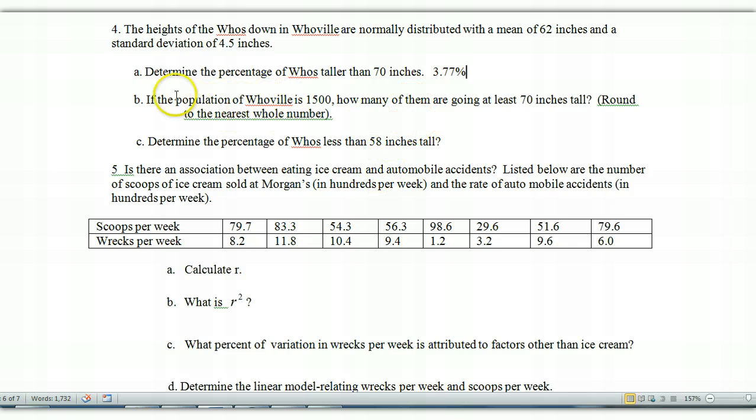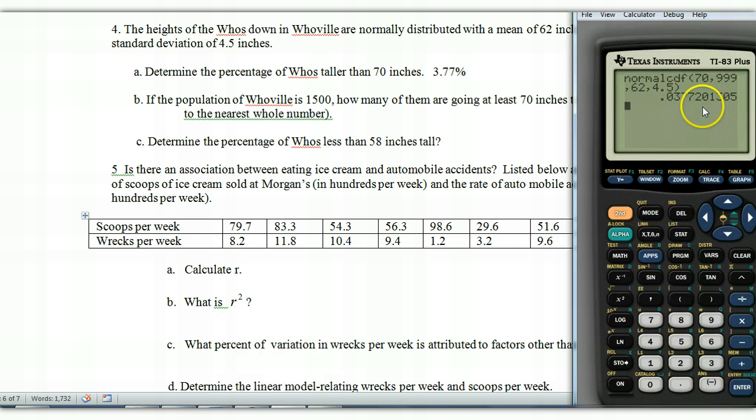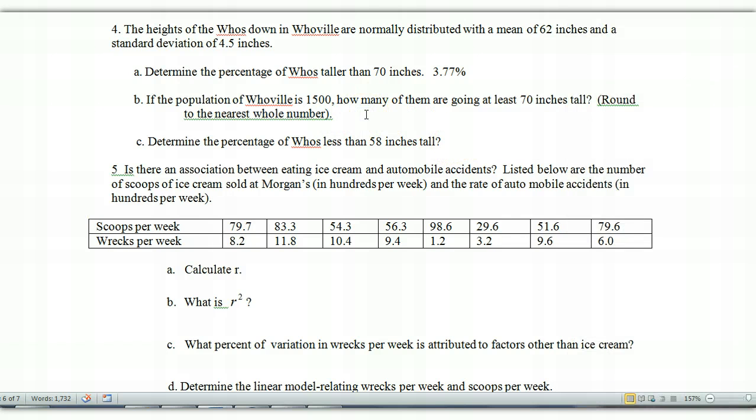Alright, then they want to know if there's 1,500 people who live in Whoville, how many of them are going to be at least 70 inches tall? Alright, so all this is basically asking you to do is take your percentage that you got from the last part and multiply it by 1,500. In percent problems, "of" usually means multiply, so 3.77% of the 1,500 will be above 70 inches tall. So 3.77% times the 1,500 would be 56.58. So that would round to the nearest whole number, 57 Whos.